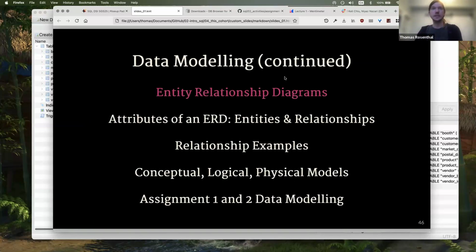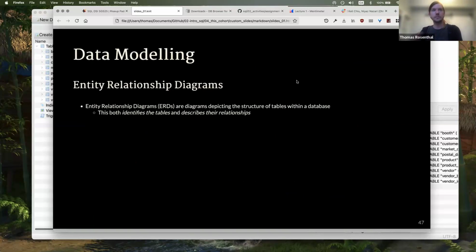Let's talk about some diagrams here. ERDs, entity relationship diagrams, are diagrams depicting the structure of tables within a database. So what I literally just drew, that was like a microscopic ERD, right? So it's identifying the tables and it's describing their relationships.